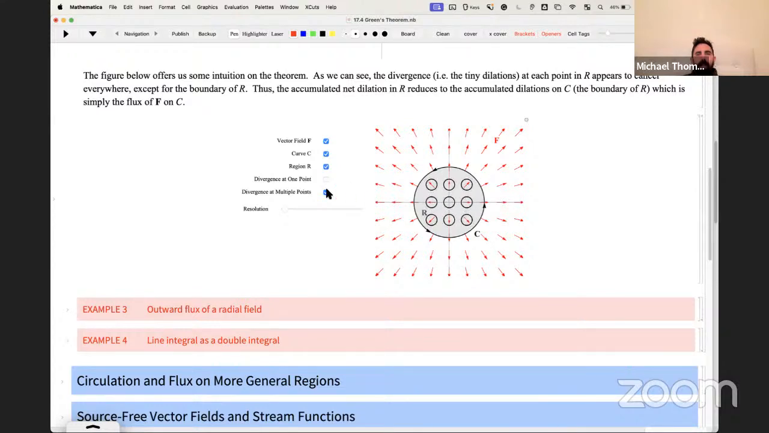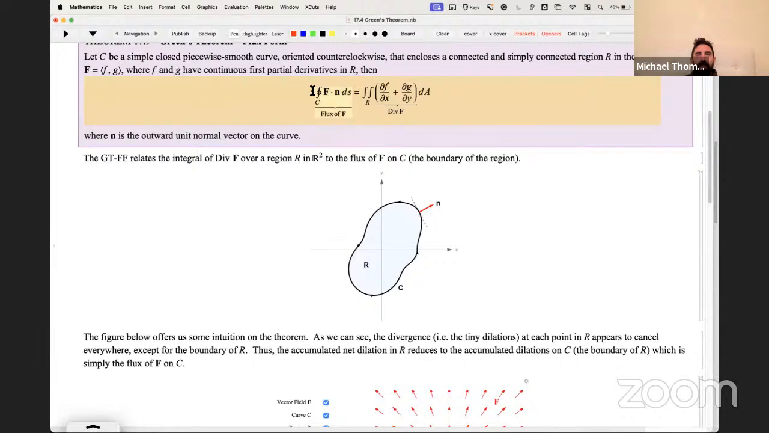Here, everything in the middle is canceling. And even if we make our model look a little better with more of these, you can see that everything in the middle is canceling out. And if we were to keep on expanding to infinity, what you'd notice is that everything inside the region is canceling. The only thing that's not canceling, the only thing left would be everything on the boundary. And if we're talking about expansion on the boundary, that is the flux on the boundary, right? That's what this is. That's the flux on the boundary.